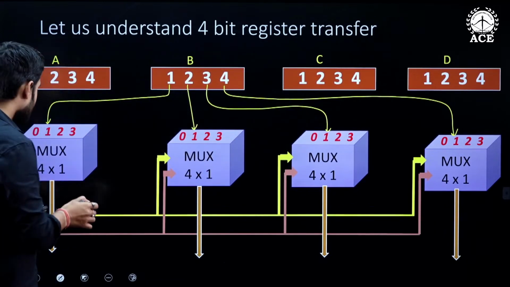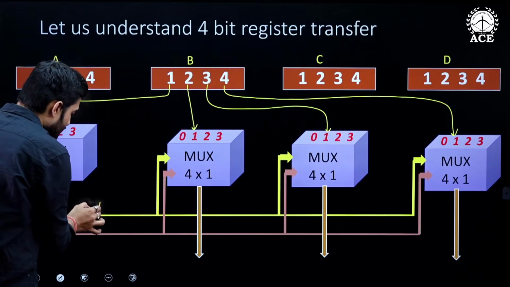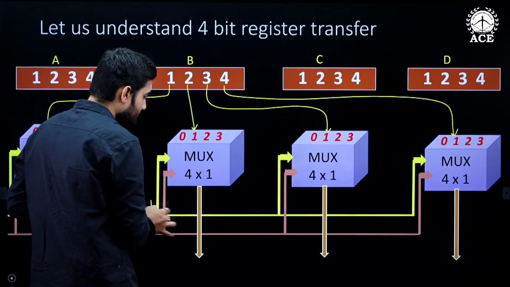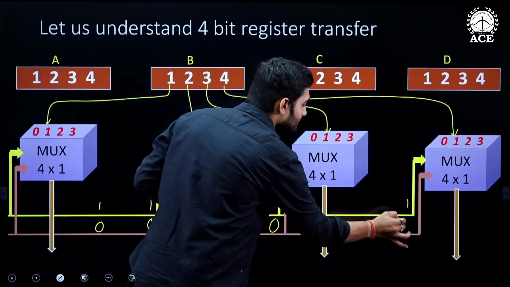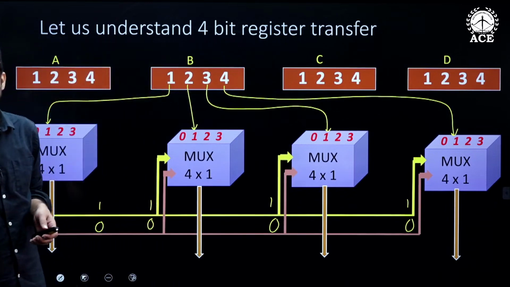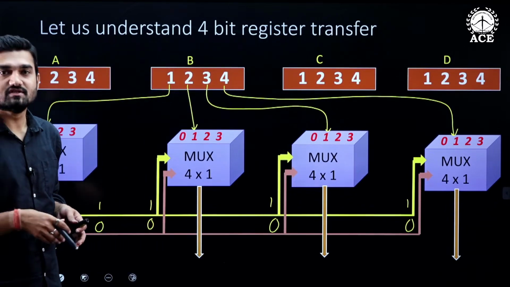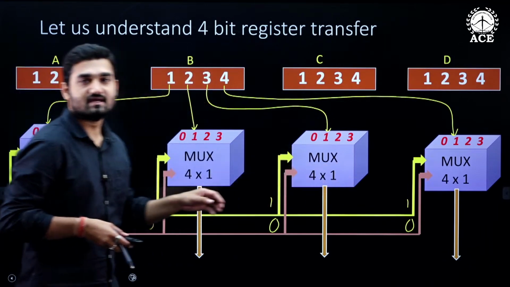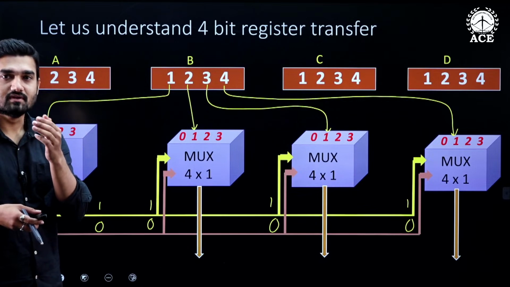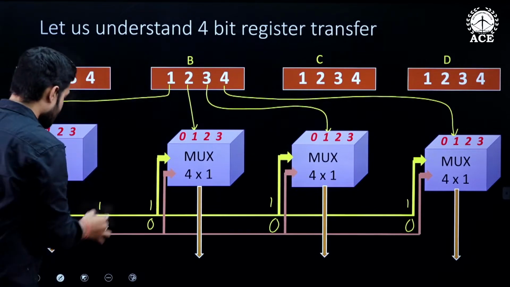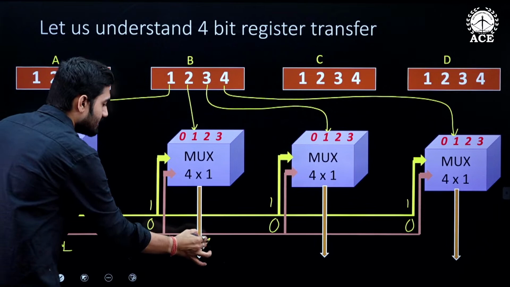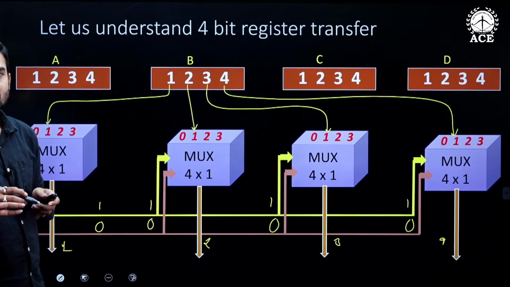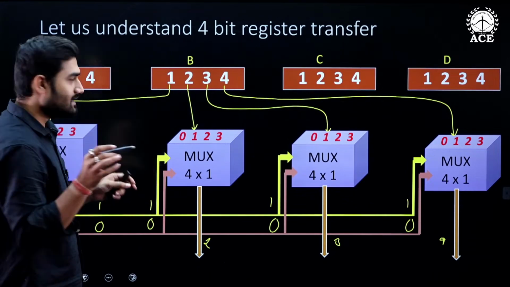Now tell me, I am providing 1, 0 in the select line. The moment I am writing 1, 0, which input am I going to access? I am going to access the input 1 inside every MUX. That means data 1, data 2, data 3, data 4 are going to be there. I think you got to know. Now let me make it short.